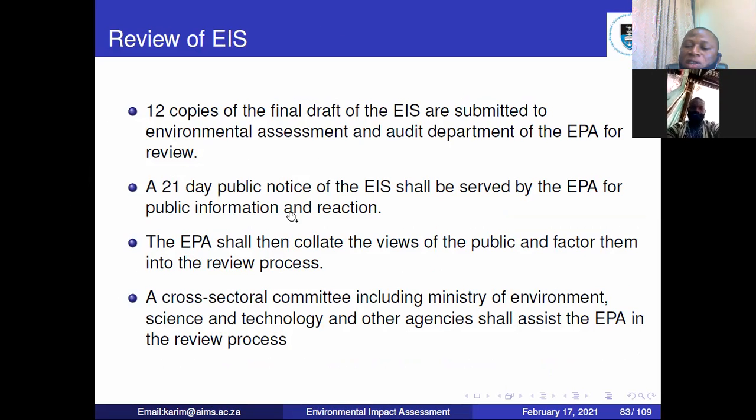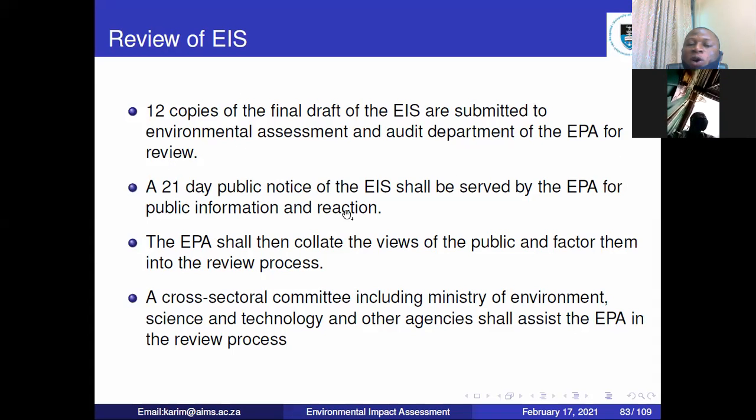When they review this, they will have 12 copies. That means you are going to submit 12 copies of your environmental impact statement to the Environmental Protection Agency, and they will do the auditing and then the review. So 12 copies of final drafts, you have to submit to the Environmental Assessment and Audit Department of the Environmental Protection Agency, so that they will review it.